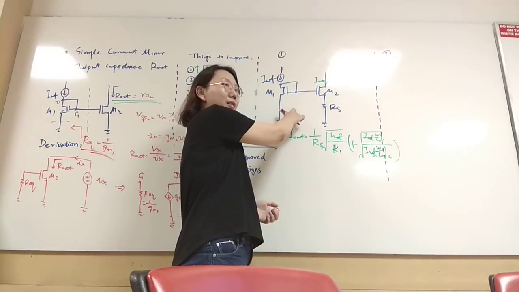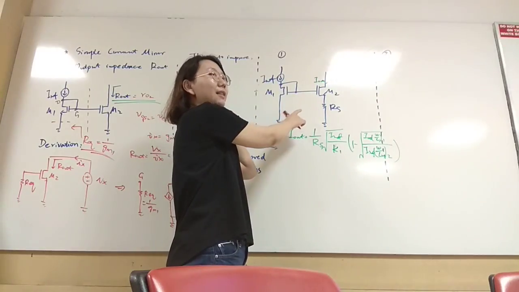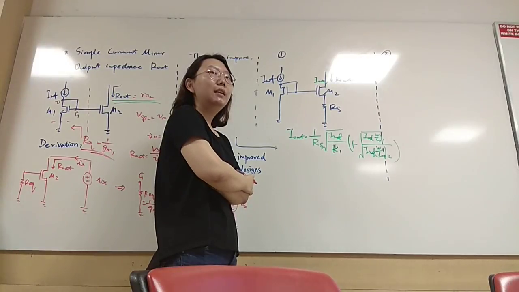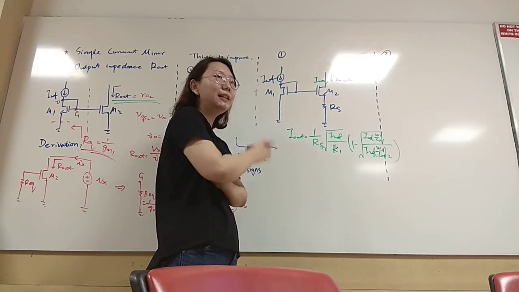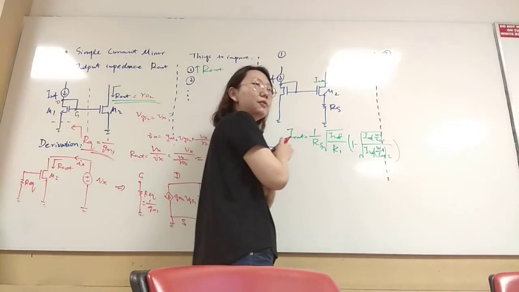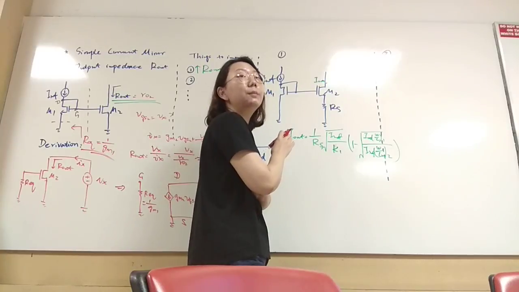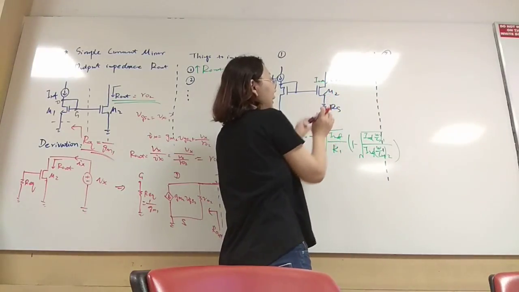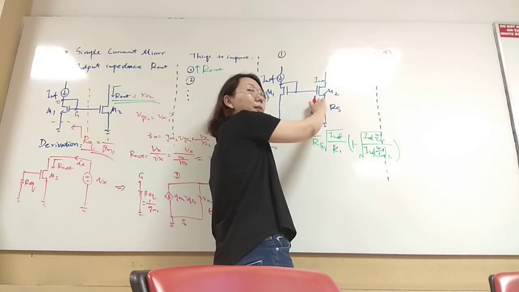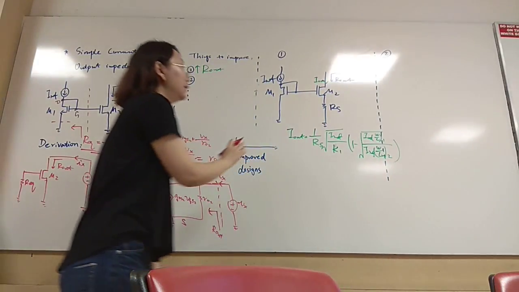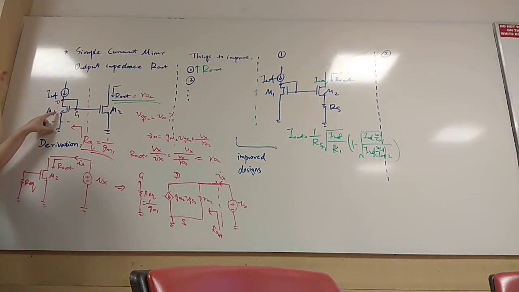What is so different between this one and that one, other than the components? Other than the resistor, another key point is that by adding this resistor, something got changed: the voltage drop. There is a voltage drop across RS. So after I add in this RS, there is a voltage drop across this RS.